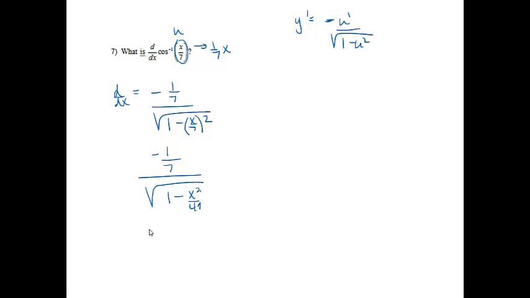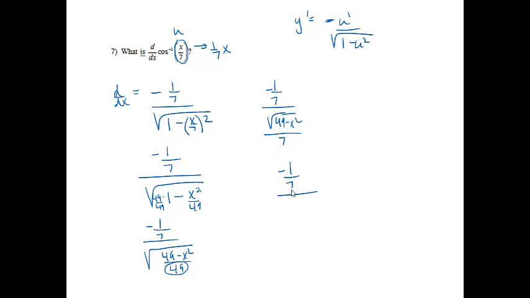Okay, the next thing that I'm going to do is get a common denominator, so I'll have negative 1 over 7. I'm going to multiply the top and the bottom by 49. So I'll end up getting 49 minus x squared all over 49. And now since I know that the square root of 49 down here is just 7, I can rewrite that. So I'm going to have negative 1/7 over the square root of 49 minus x squared, this will now be over 7. It's no longer in the square root. And now since I have a fraction divided by a fraction, I can multiply by the reciprocal. So negative 1 over 7 times 7 over the square root of 49 minus x squared. 7's will cancel. I'll get negative 1 over the square root of 49 minus x squared, and that will be my derivative.